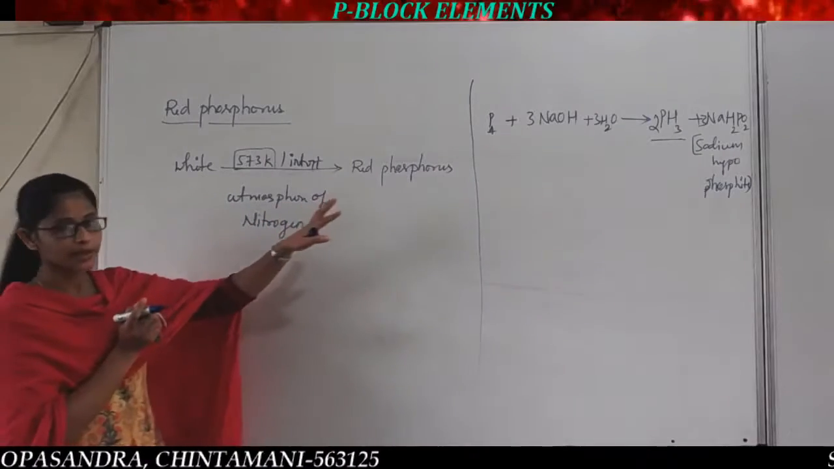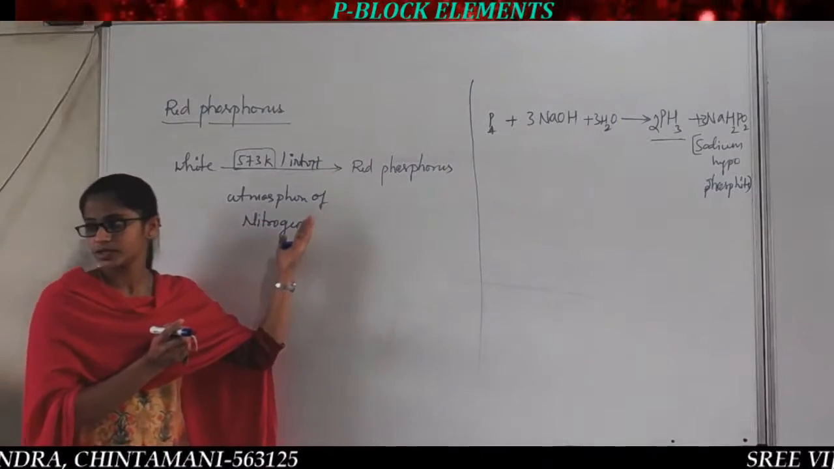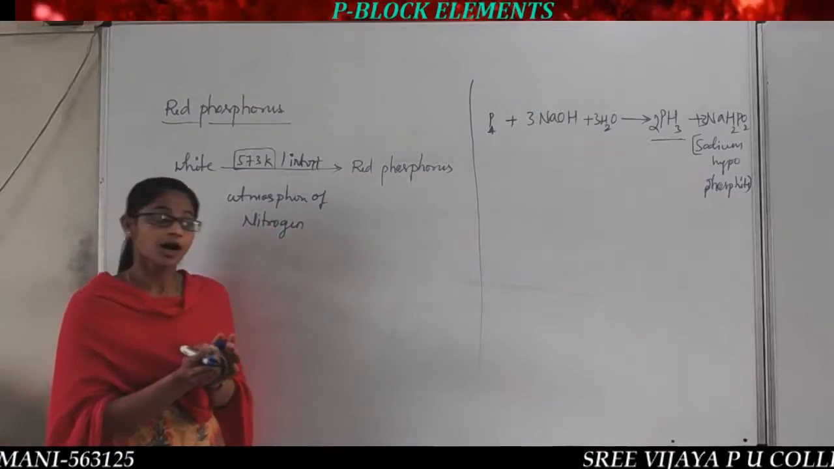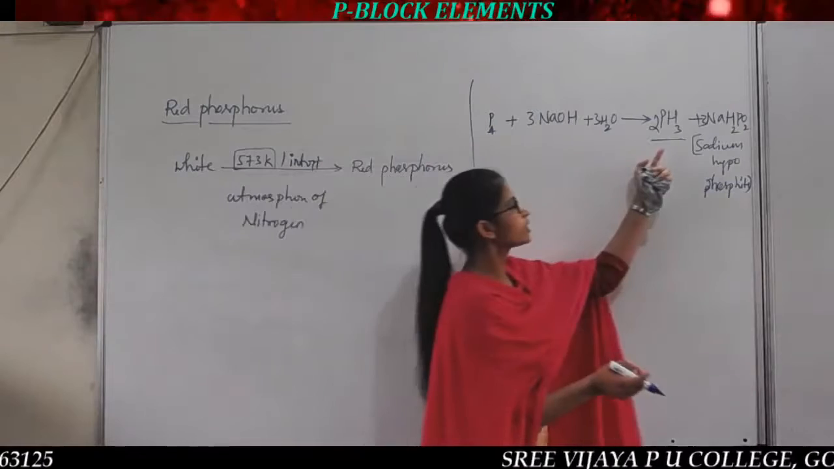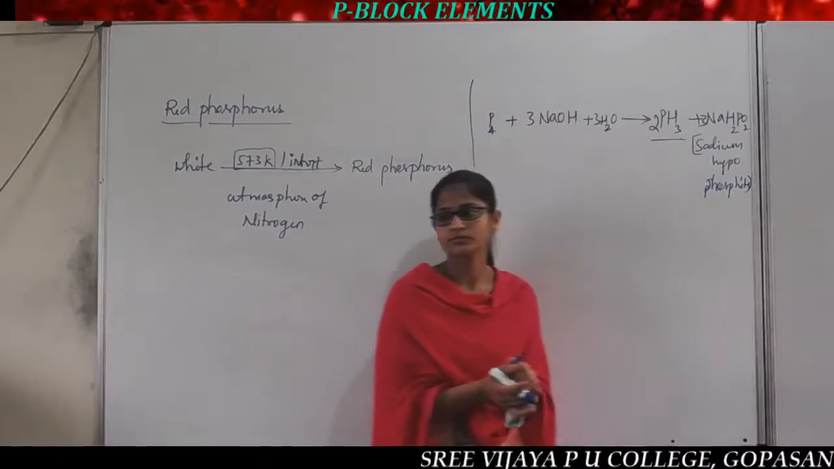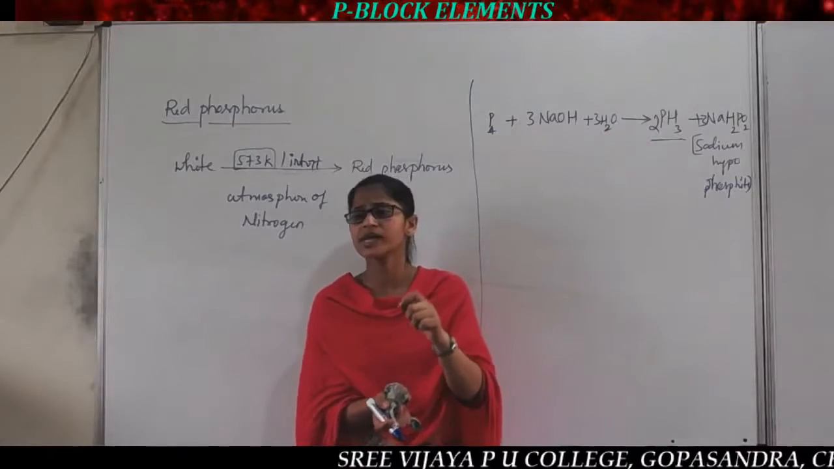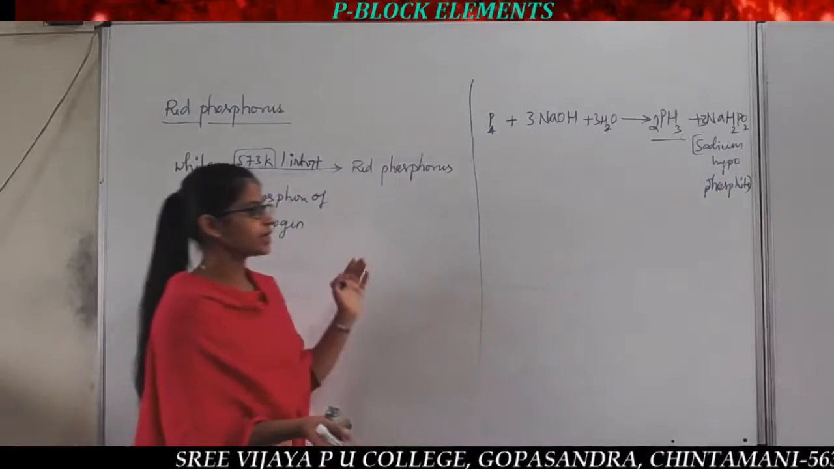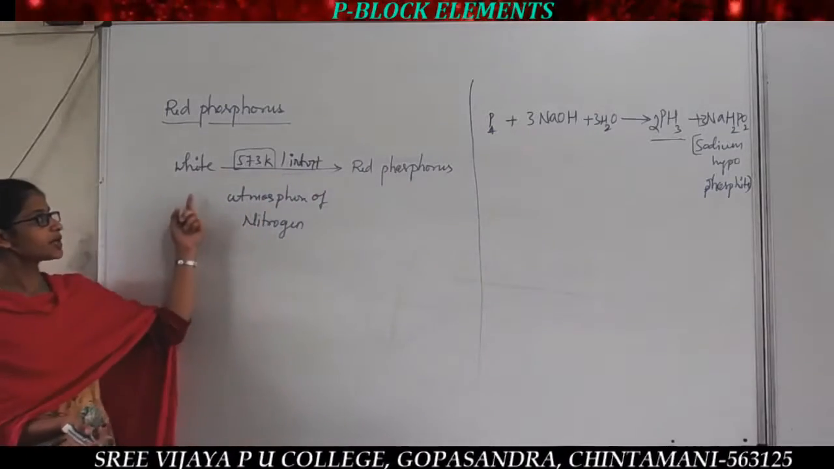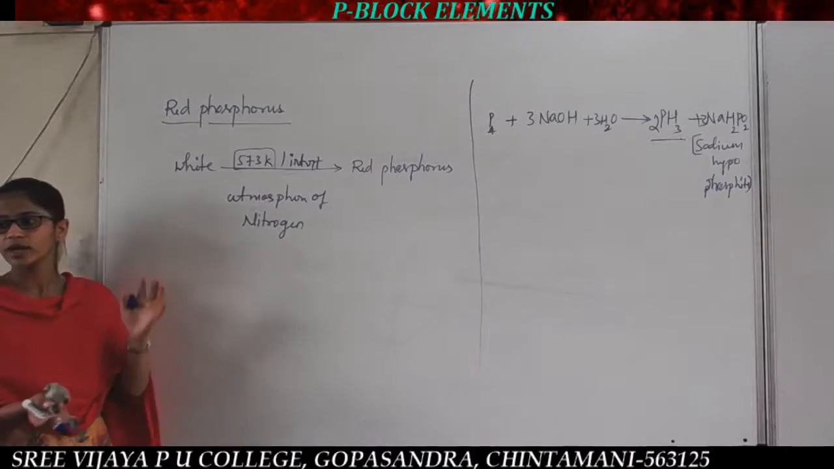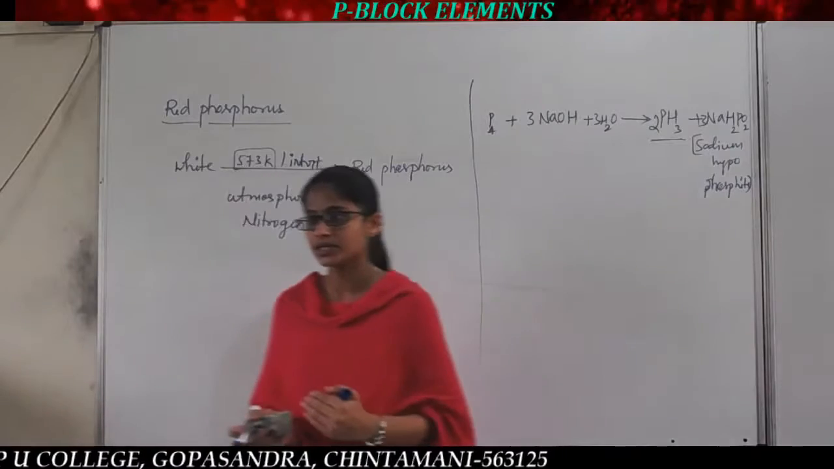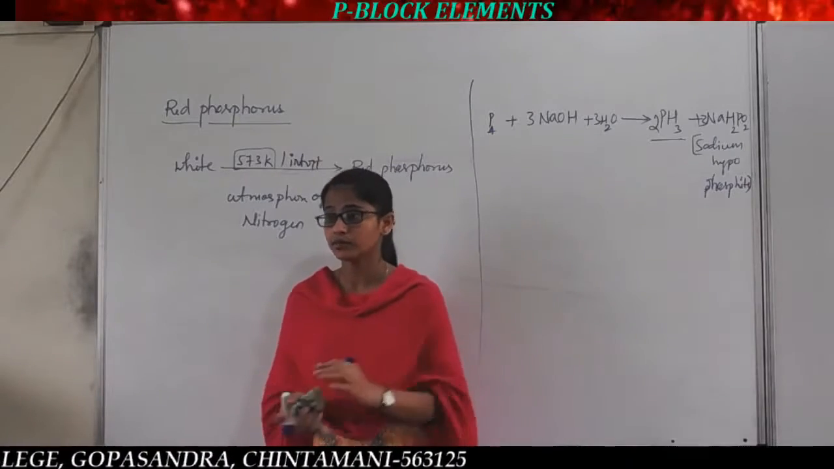So it is one of the chemical properties of white phosphorus, when it reacts with concentrated NaOH. It is also one of the methods for the preparation of phosphine. Okay, come back to red phosphorus. Red phosphorus is prepared by using white phosphorus. We have to maintain certain conditions here, the temperature, and we have to provide an inert atmosphere.